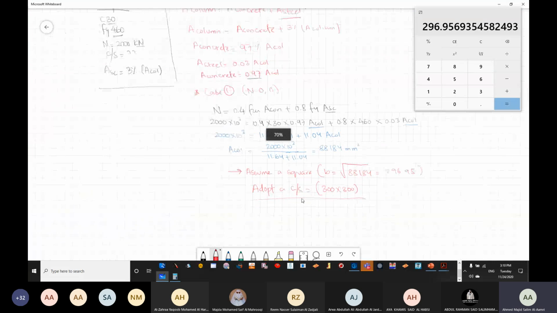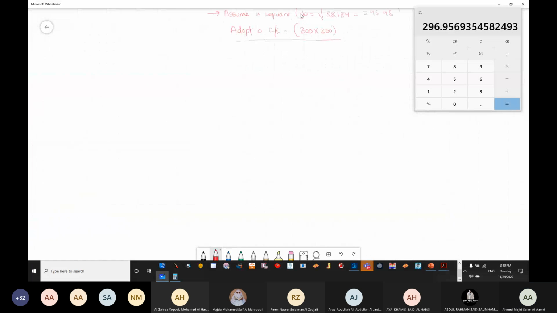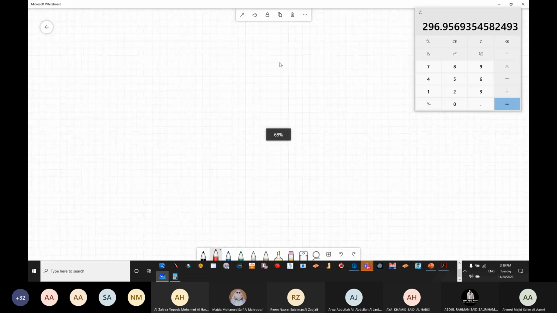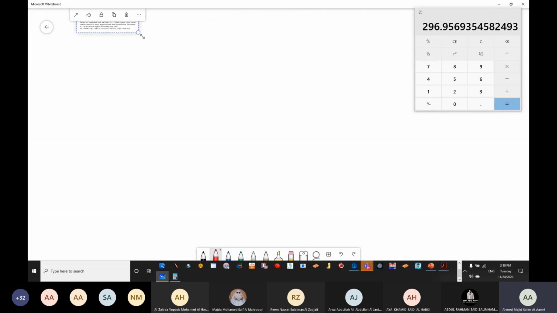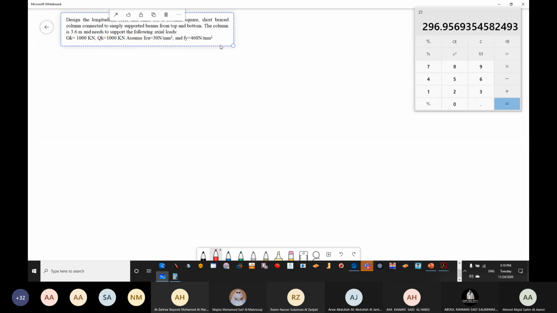For problem number 2, we go here. Once again, this is the question. It says design the longitudinal steel and links for the 300 mm square short braced column connected to simply supported beams from top and bottom. The column is 3.6 meters and needs to support the following axial loads. We have GK, which is representing dead load, and QK is representing live load, as we have studied.